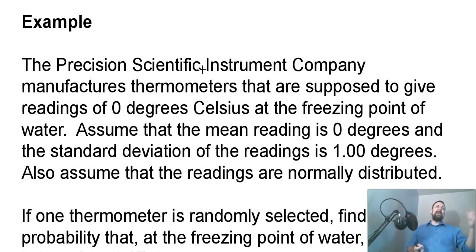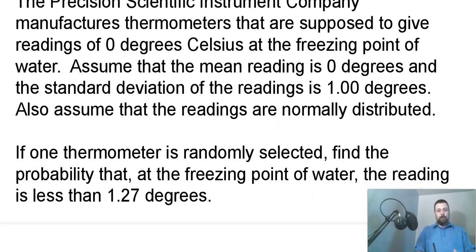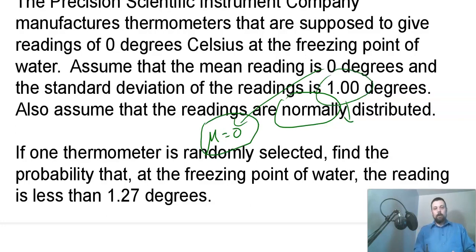But I'm just thinking of, if it's a mom and pop, just make these kind of cheapo thermometers. It doesn't have to be perfect, right? It could be off a little bit, and maybe you're still willing to sell them, right? So let's also assume, in addition, that the readings have a normal distribution. So we have a normal distribution with a mean of 0 and a standard deviation of 1. That makes it a standard normal distribution, right? So we're told it's a normal distribution. The mean is 0, and the standard deviation is 1.